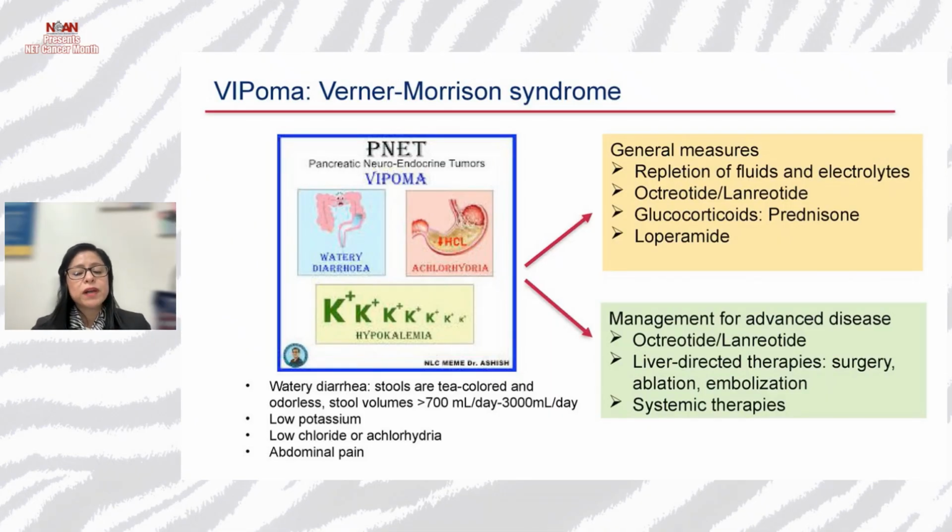Now, VIPoma. VIP stands for vasoactive intestinal polypeptide. This is a hormone that is responsible for the regulation of electrolytes in the body. Whenever there is an excess of this hormone, it can cause significant watery diarrhea. Usually stools are tea colored. They're odorless, but the volume can be quite significant. It could be many times throughout the day, or maybe at one time a significant amount of diarrhea, anywhere from 700 cc's to 3 liters of stools.